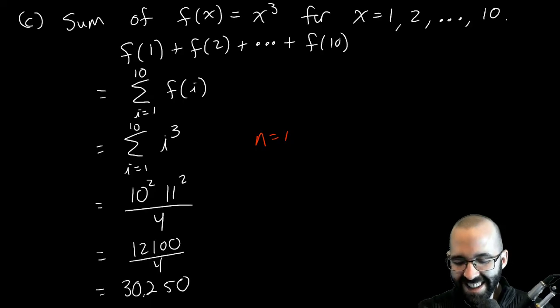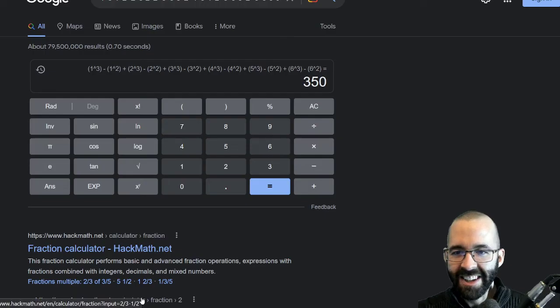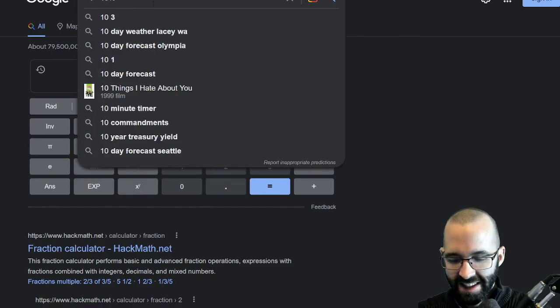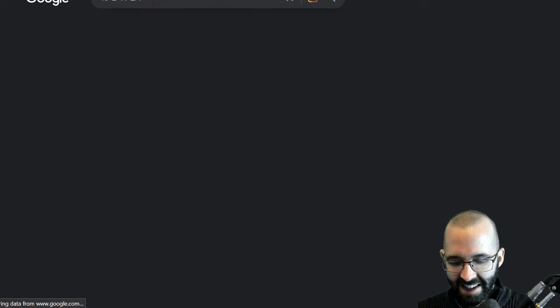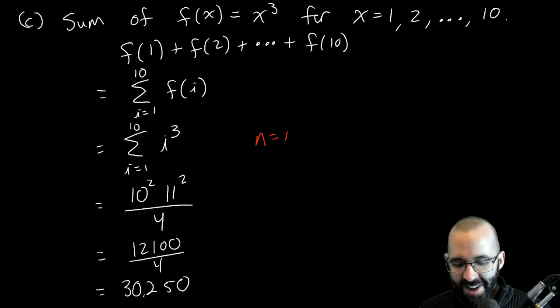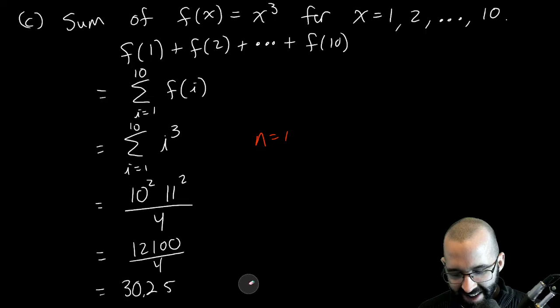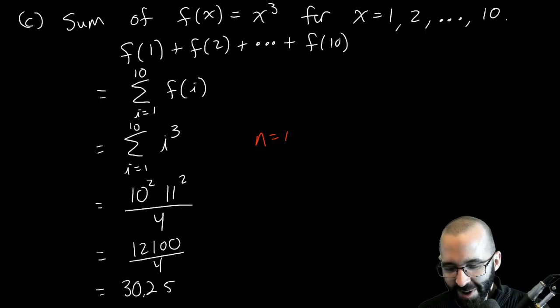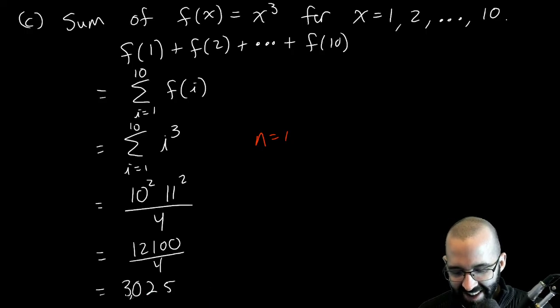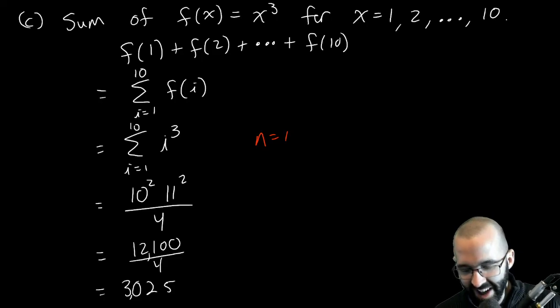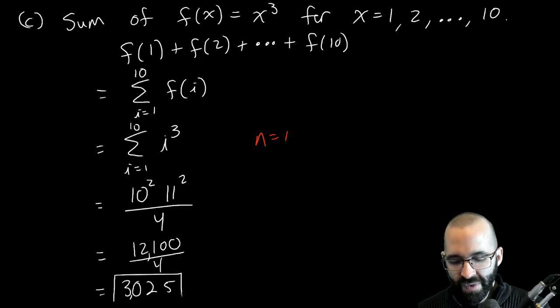Let's use a calculator. 10 squared times 11 squared all over 4. Oh, 3,025. Just like I thought. 3,025, just as expected. All right. Oh yeah, because it starts as 12,000. I was thinking about 121,000. All right, we're good. So there we go.